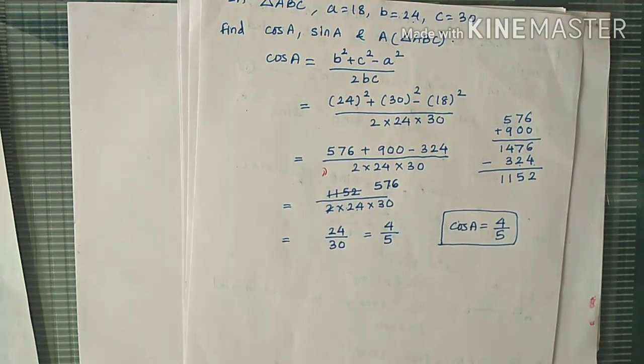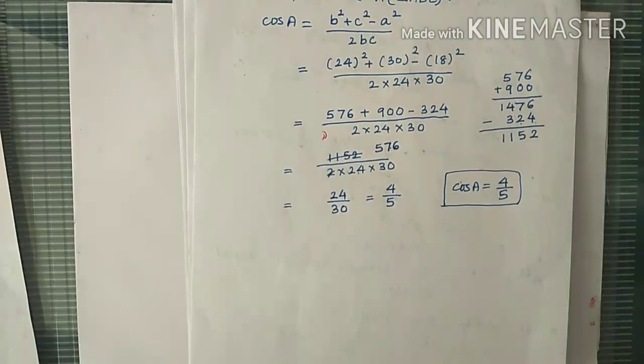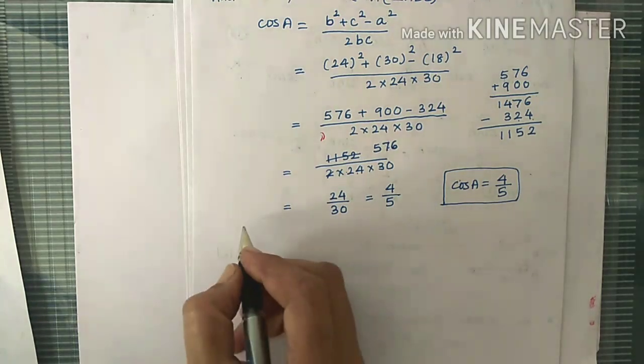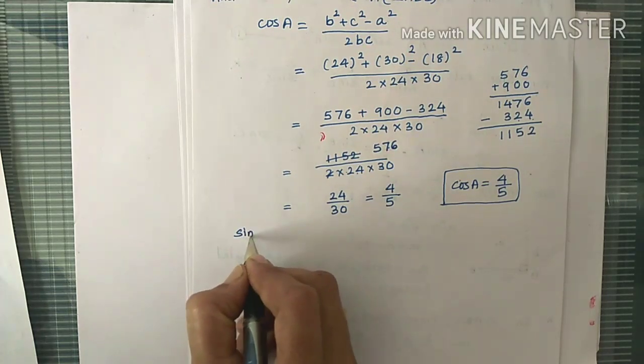Now let's find out sin A. But instead of using the formulas, we can use sin square A equal to 1 minus cos square A to find sin A. Okay, let's use that first.